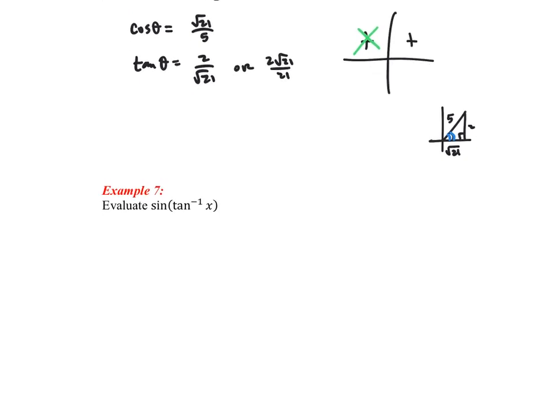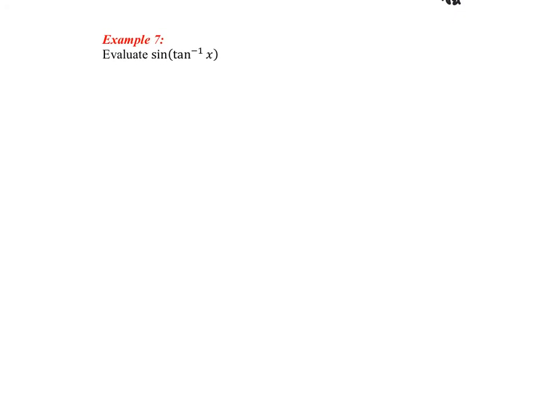Okay, let's look at example number 7, and that'll be the last one for this video. So we've got a lot going on here. What we've got here is the sine of an angle, which means I just want a ratio. So what is the angle? Well, the angle is the inverse tangent of x. Well, what is that? Because I don't have a ratio. Well, you kind of do.